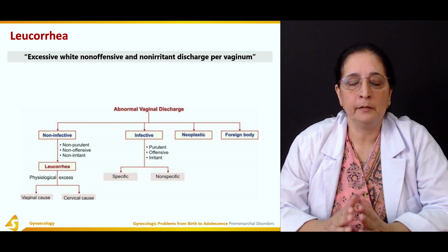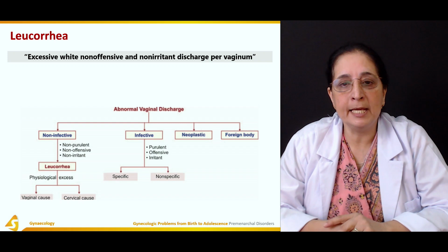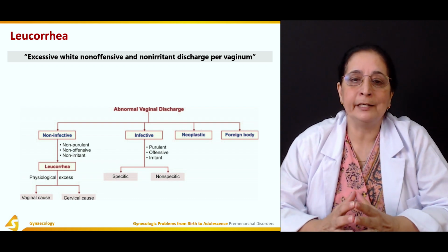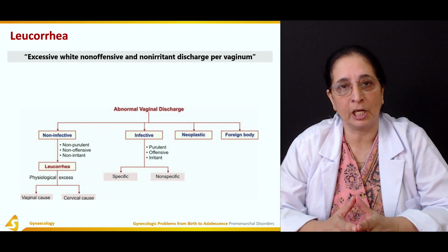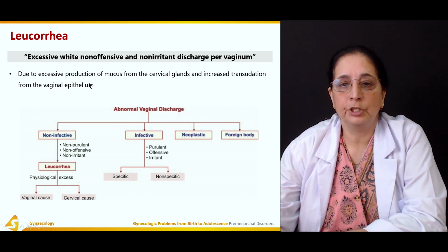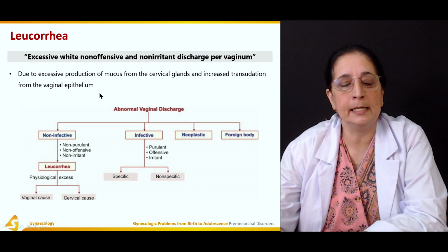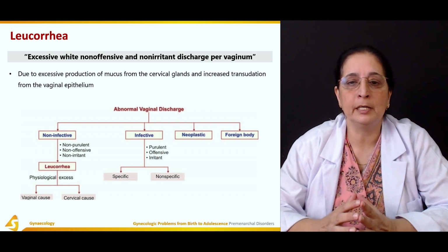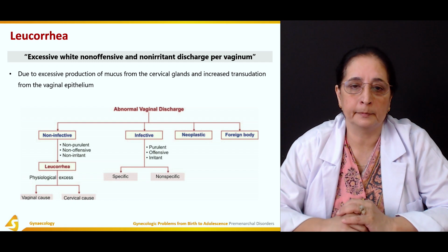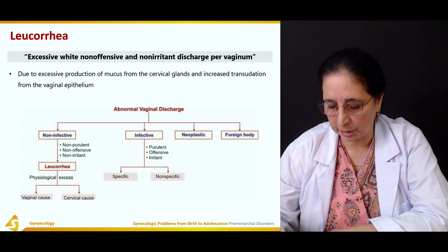Leucorrhea, another condition besides vulvovaginitis, is excessive white, non-offensive and non-irritant discharge per vagina. So leucorrhea is increased white discharge from the vagina. It is due to excessive production of mucus from the cervical glands and increased transudation from the vaginal epithelium. So this is mainly due to increased production of mucus from the cervical gland, and then it is present in the vagina because of transudation from the vaginal epithelium.